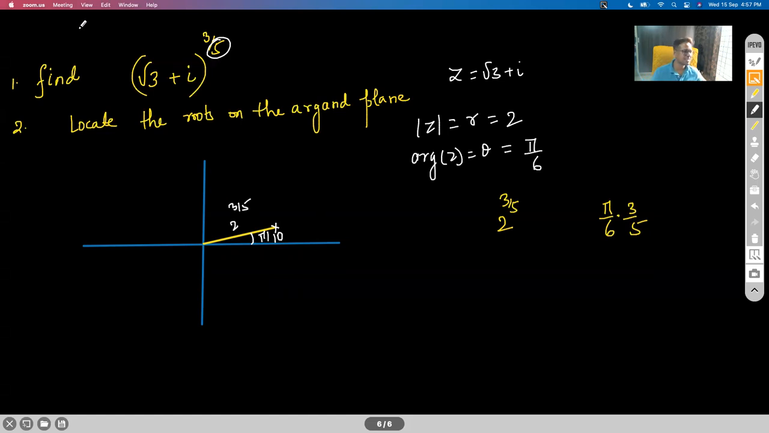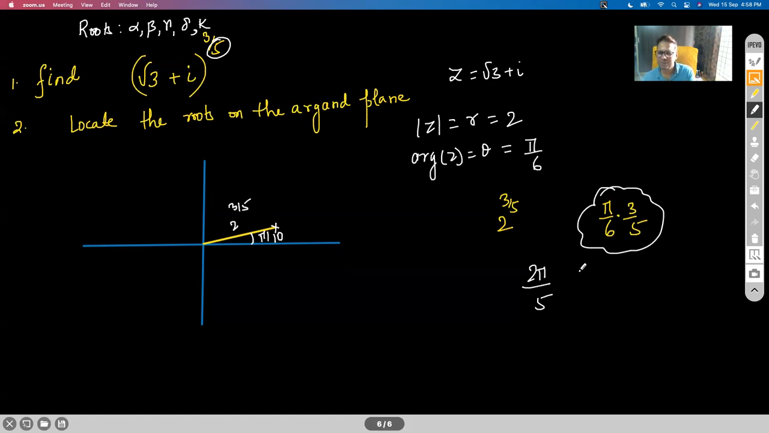So let's say the roots are, I will call those roots by the name of alpha, beta, gamma, delta, and let's say kappa. Okay. Kappa, another Greek name. Now, after this, you don't have to worry anything. You just take 2 pi divided by the base, that is Q value, 2 pi by 5, and keep increasing this pi by 10 by 2 pi by 5. So 2 pi by 5 is 72 degrees, correct?